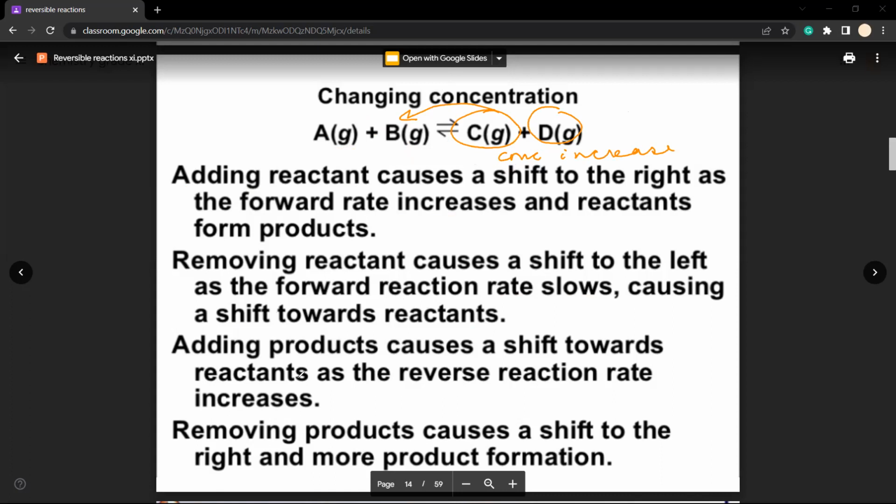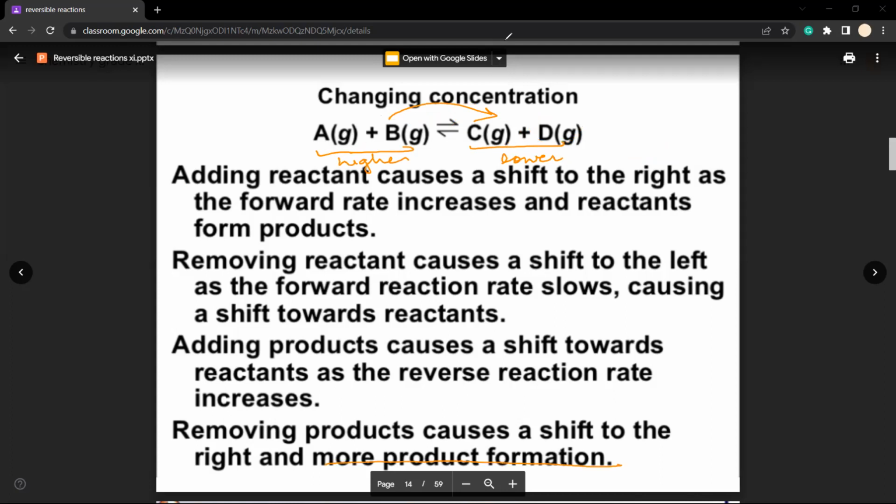Product causes a shift towards the reactant as the reverse reaction's rate increases, right? Now the reverse of that: if we remove the C and D, that means we lower their concentration, and automatically the concentration of the A and B is higher. Then because the concentration is higher, the forward reaction speed is going to be higher, and hence the reaction will go in the forward direction, making more products.